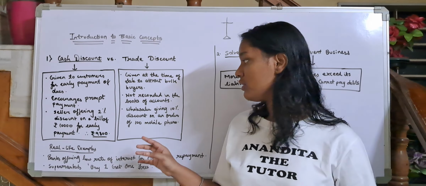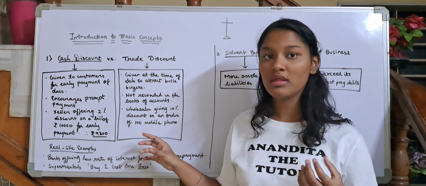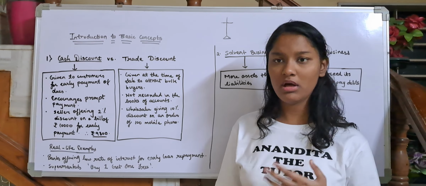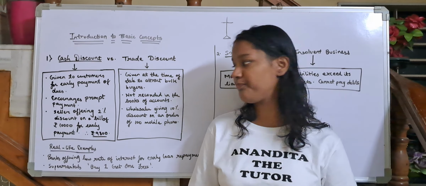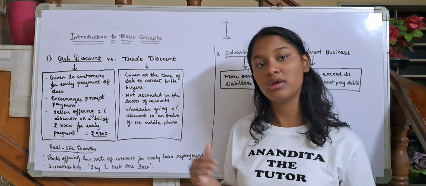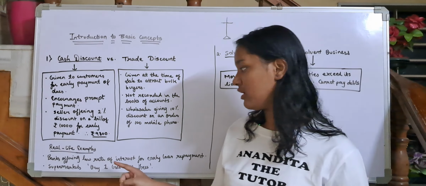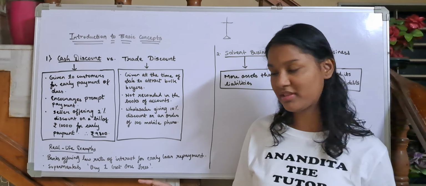Okay, so what it does is increase his sales. The wholesaler's sales are increasing, and we are also getting a benefit, as we don't have to pay the actual payment. Now, this cash discount and trade discount is used in real life. These are just examples, you can come up with other examples as well.